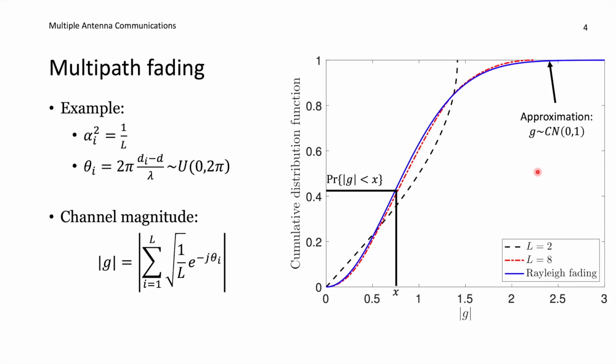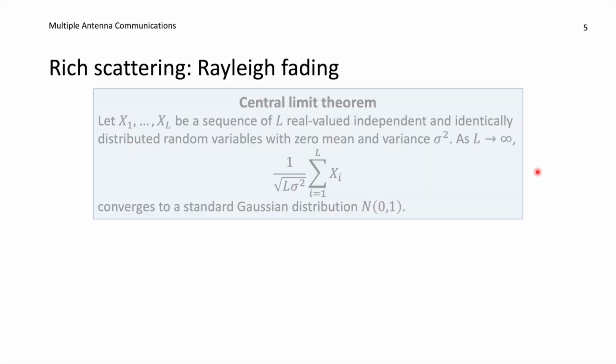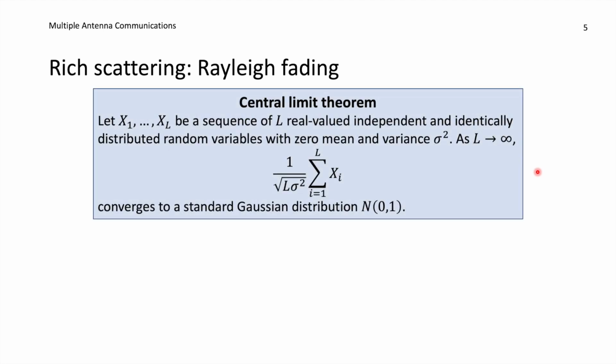So why do we get this type of phenomena? Rayleigh fading appears in what we call a rich scattering environment. And it all boils down to what is known as the central limit theorem, which is a common theorem explaining why we see a lot of Gaussian or normal distributions in reality.